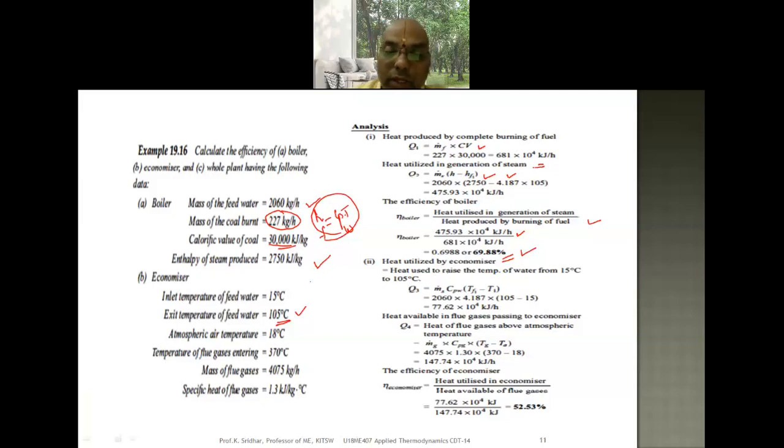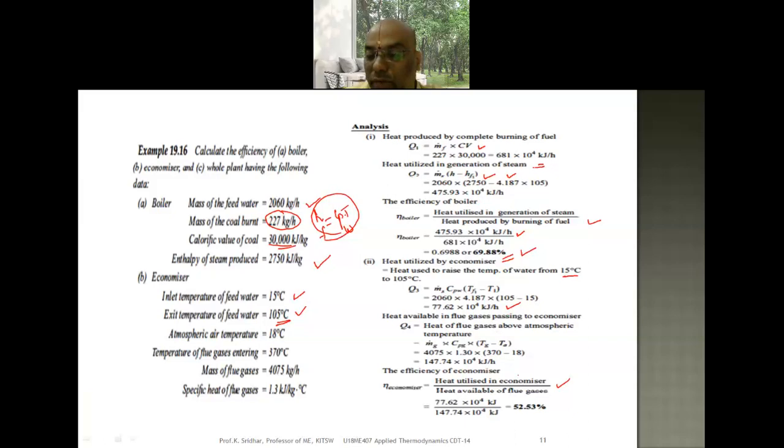Then the second bit is the economizer efficiency. Here also you write down the economizer efficiency formula, which is the heat utilized in the economizer divided by the heat available in the flue gases. How to calculate the heat utilized in the economizer? That is nothing but m dot s into CPW into delta T. So m dot s is 2060, CPW of water is 4.187, and delta T is the rise in temperature of the water from 15 degrees centigrade to 105 degrees centigrade, because the inlet to the economizer is 15 degrees centigrade and the exit is 105 degrees centigrade, so that we are able to calculate the numerator.